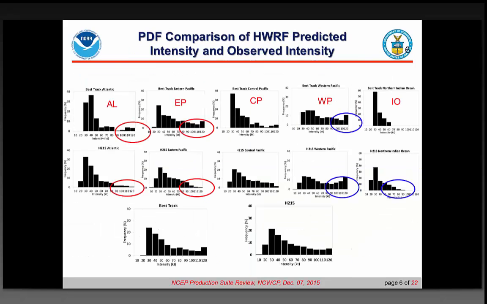So we have been looking at the PDF of the intensity itself for each basin now. We have 5 basins, Atlantic, East Pac, Central, Western Pacific, Indian Ocean. And if you look at the major hurricanes here, there were some that were of the 120 knot category, and HWRF was able to pick them up. Not so much in the Eastern Pacific. You can see the density of highly intense storms is much less in the Eastern Pacific compared to the observations of the best track. In the Western Pacific also, actually, there is an over-intensification in the Western Pacific and also in the Indian Ocean. But in general, overall, in the global area, the distribution is pretty impressive.